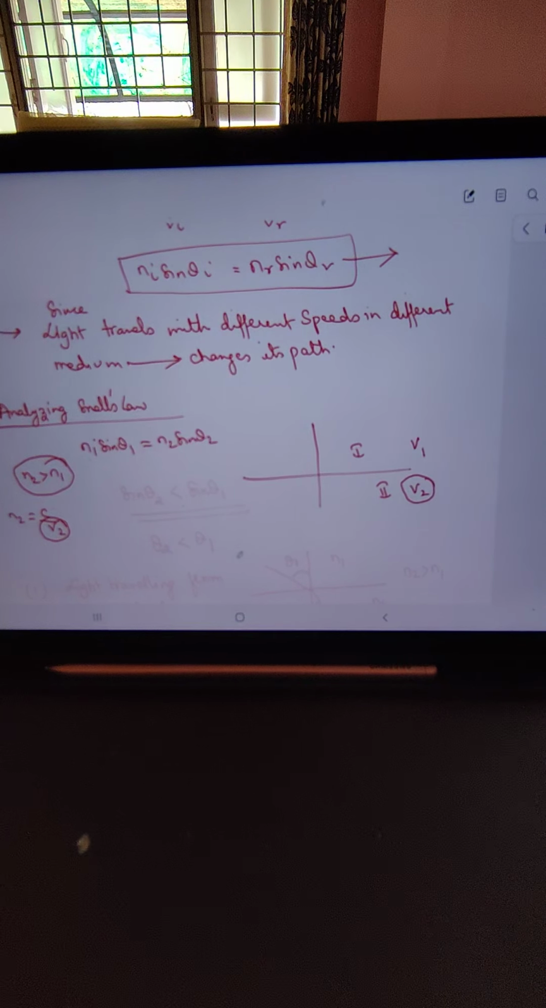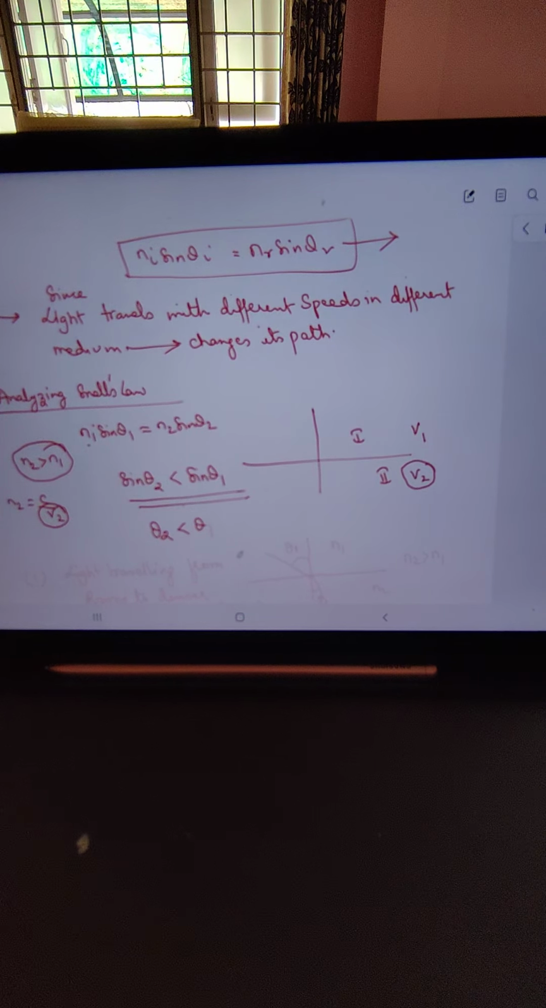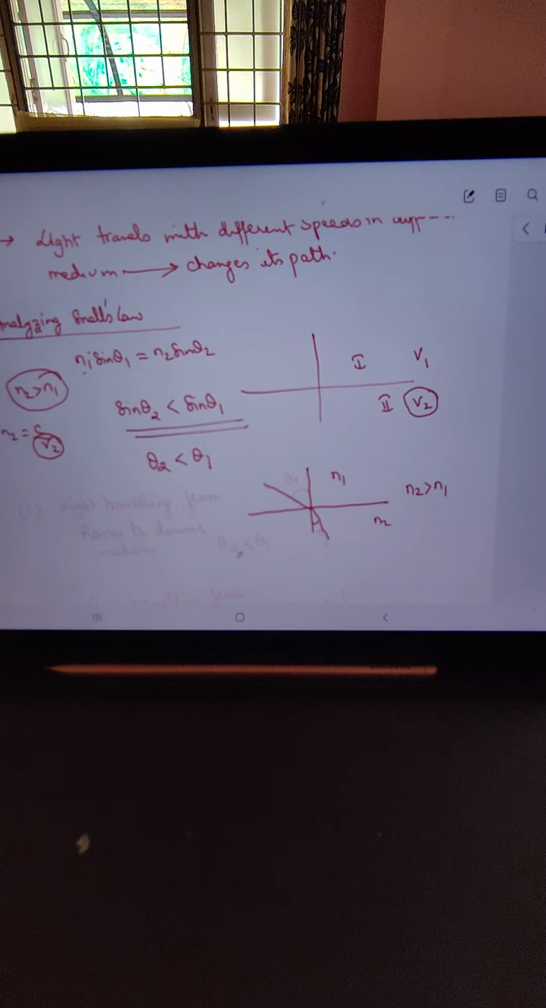Okay? So if n2 is greater than n1, then sine theta 2 should be less than sine theta 1 for this equality to hold true. If sine theta 2 is less, we can also say, if theta lies between 0 to 90, theta 2 should also be less than theta 1. That means when light travels from a rarer to a denser medium, it bends towards the normal.